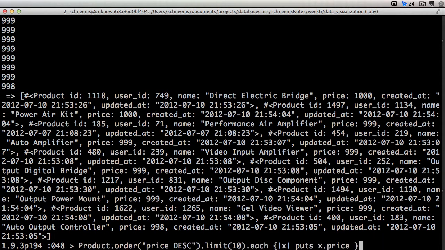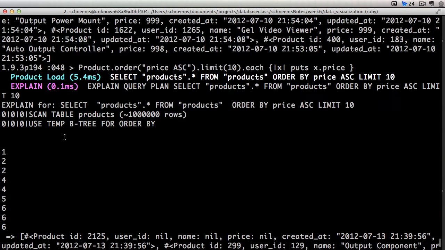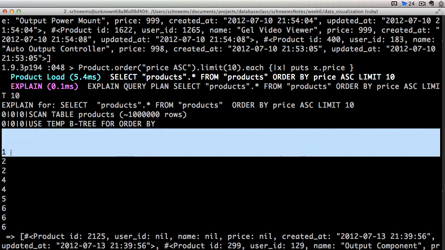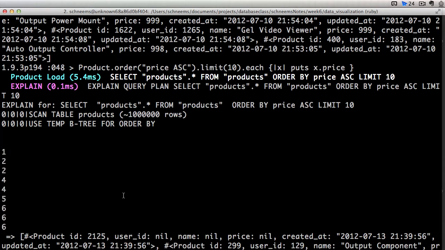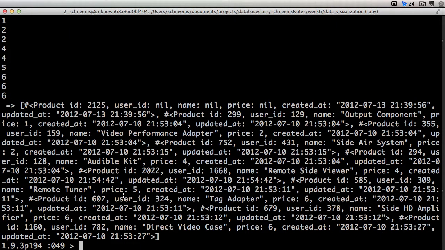If we wanted to explicitly go in the opposite direction, we can say ascending. So that's going to be ASC. And now we start at nothing and go all the way up to 1, 2, 3, 4, 5, 6. There you go. That is a quick introduction into how to use order.